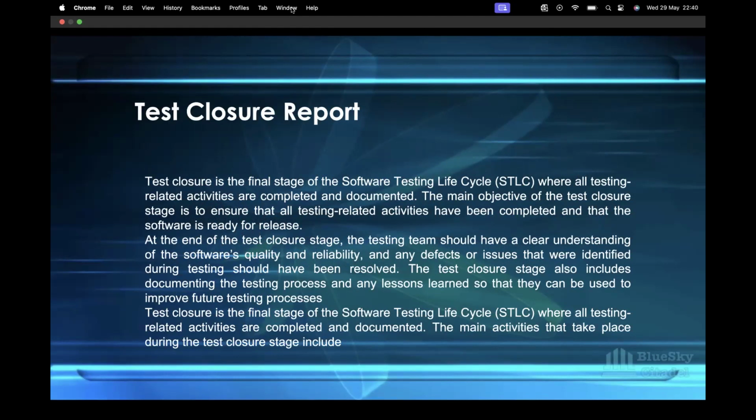Once testing is complete, a test closure report is prepared, summarizing the testing activities, the test results, the defects found and fixed, and any recommendations for future testing.